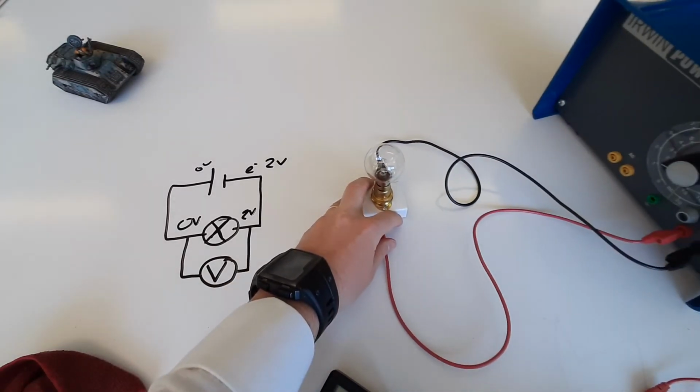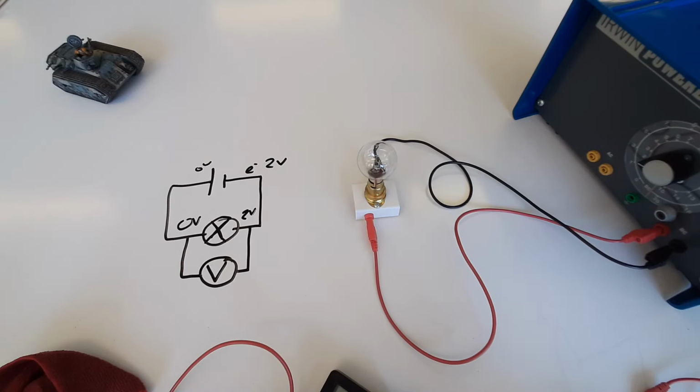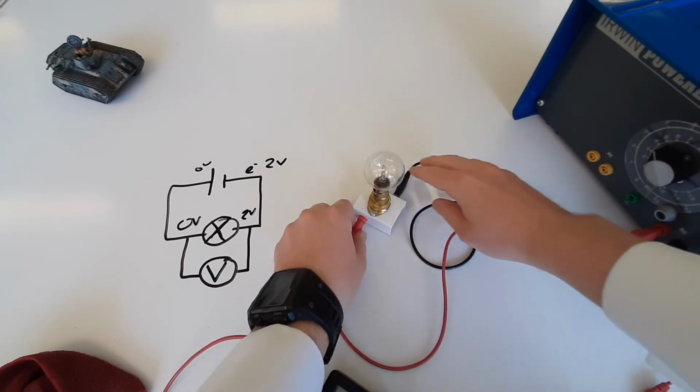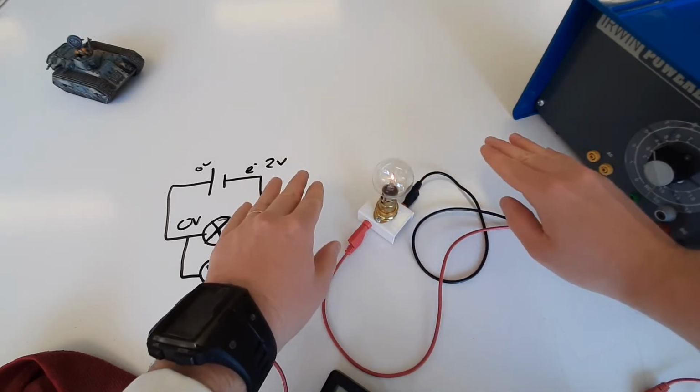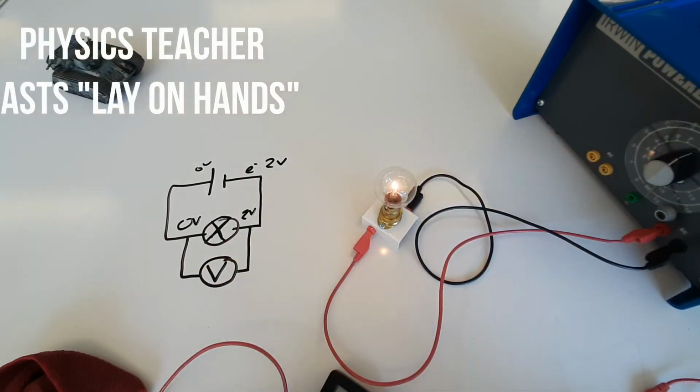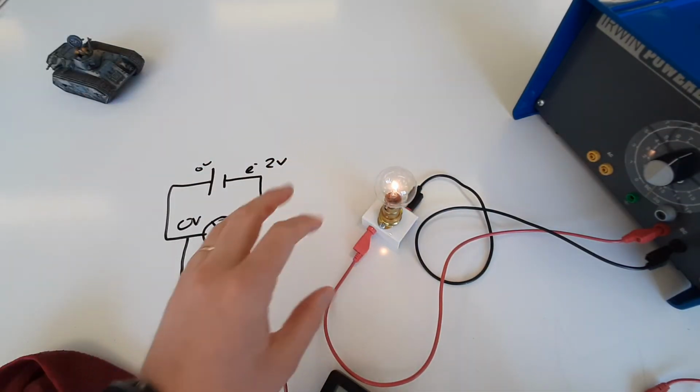So I've got a power pack here. And there we go. Oh, these dodgy wirings. There we go. There. There. All right, so we've got the light bulb now working.